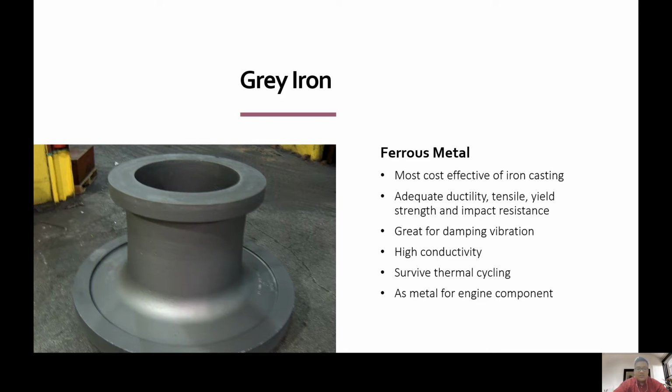Grey cast iron is common because it is among the most cost-effective form of iron casting. For most implementation, it has adequate ductility, tensile strength, yield strength, and impact resistance. Grey iron is also great at dampening vibration, making it suitable for machinery, platform, and a variety of house application. Grey iron also has a high electrical conductivity, which means it conducts heat more efficiently. The strength of grey iron is to survive the thermal cycling.